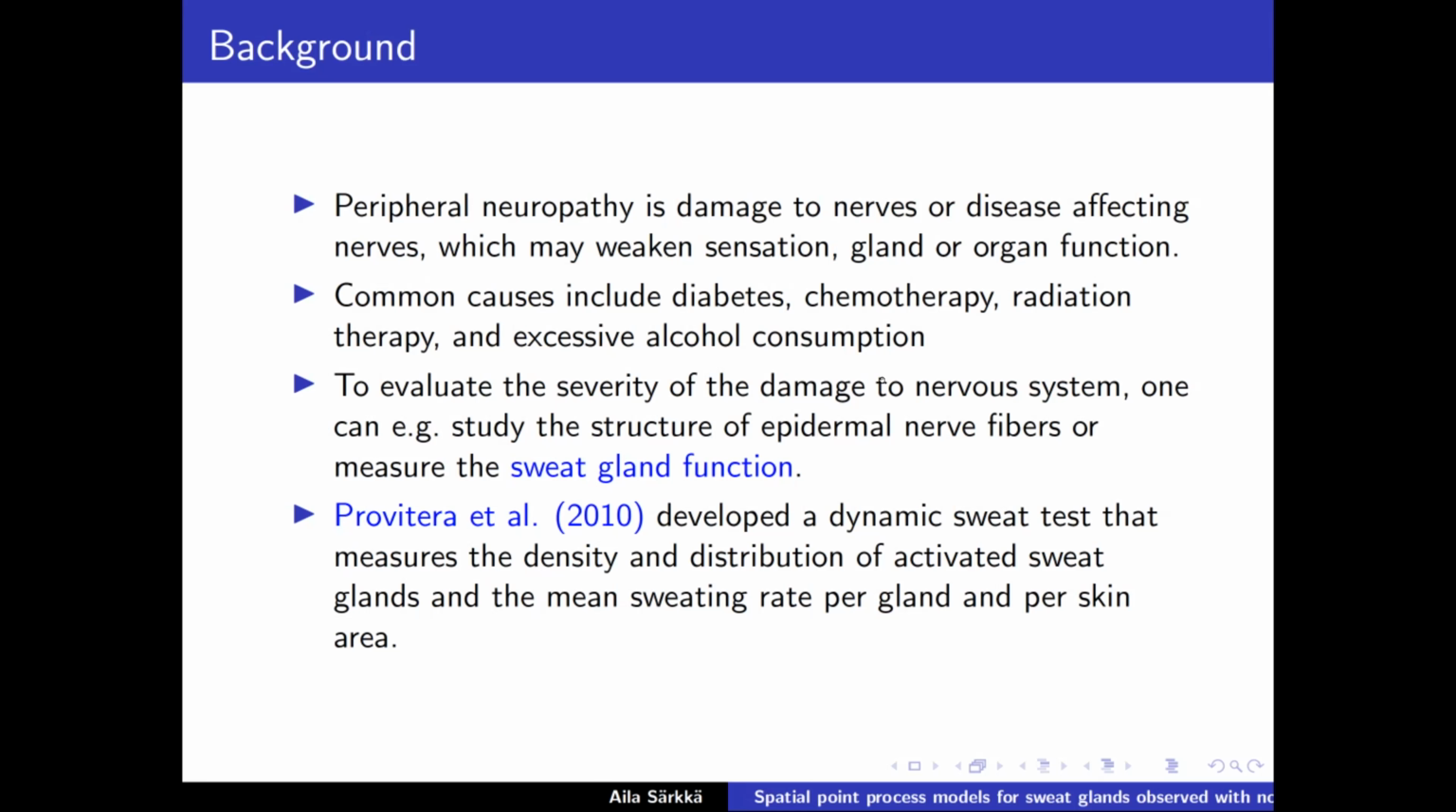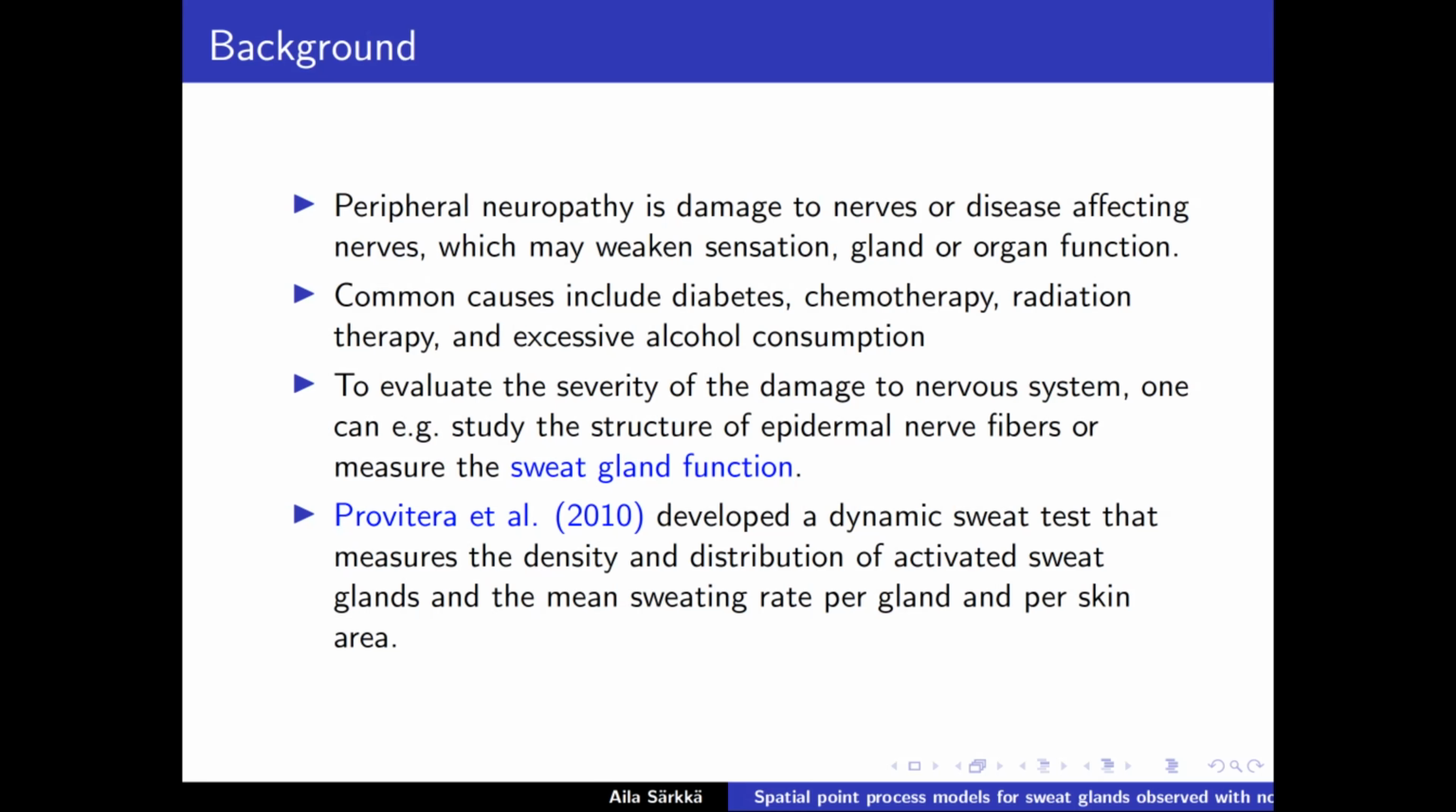And then there are several ways to look at the damage that your nervous system has gotten. One way to look at it is to measure the sweat gland function, which we are doing here. I also mentioned that you can also study the structure of epidermal nerve fibers, which are the nerve fibers on the outmost layer of your skin. And I mention this because we have also studied that at the department, and we have, for example, two PhD theses done in that area.